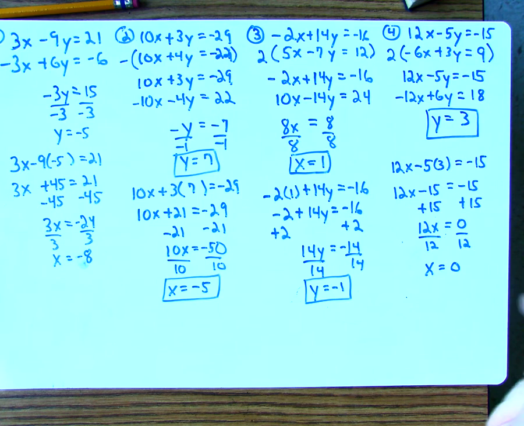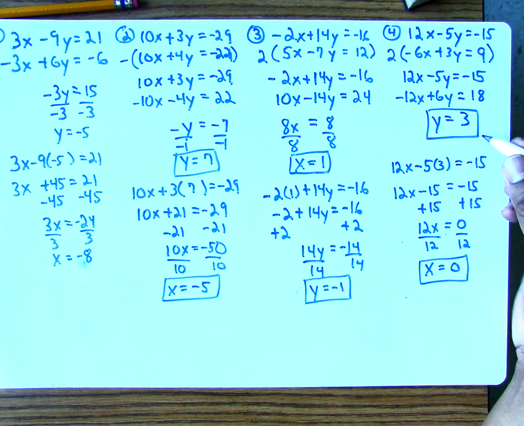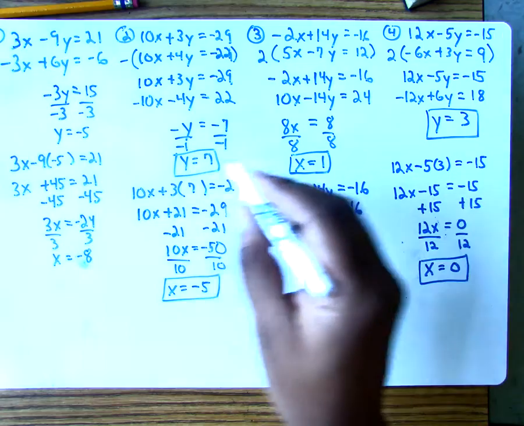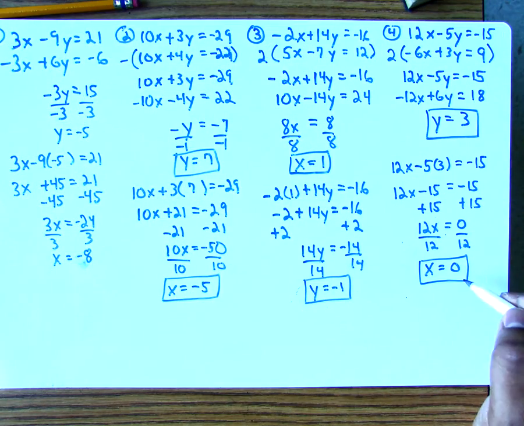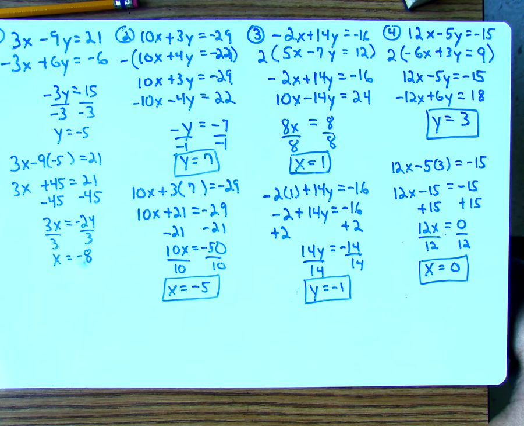Okay. And so our x value here is going to be 0. Y value is 3. And if you ever want to double check any of these, all you have to do is take each one of these values and plug them into the equation and see if you get what it's equal to. Now again, this is a system of equations solving by elimination.